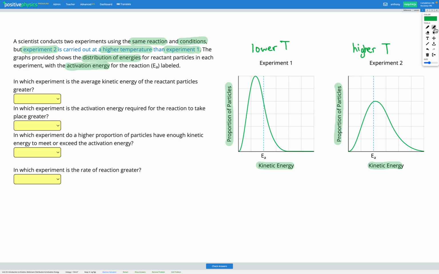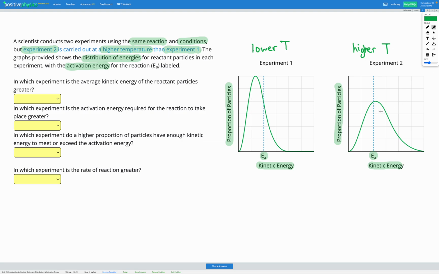The other thing shown on our graph is the activation energy labeled EA. So we can see that on our graphs here. That's that vertical dotted blue line. And we can see it's in the same place for both experiment 1 and experiment 2 on the x-axis. And that makes sense since these are the same reaction carried out under the same conditions. The only difference is the temperature. We don't have a catalyst here. So in this particular experiment, the activation energy is the same for both experiment 1 and experiment 2.